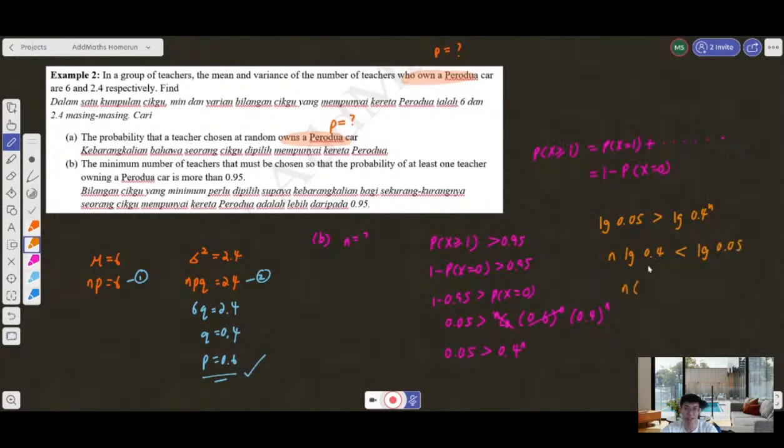So I change place, it becomes less than. So I change to decimal first. I change to log 0.4 is what? Negative 0.398. Less than log 0.05 is what? Negative 1.301. So n is less than. If you divide negative, it will become more than this, divide by this. And you will get n more than 3.27. So n have to be more than 3.27, n equal to 4. So when your teacher is 4 teacher in total, so at least one, your probability will be more than 0.95. That is how you get the answer.